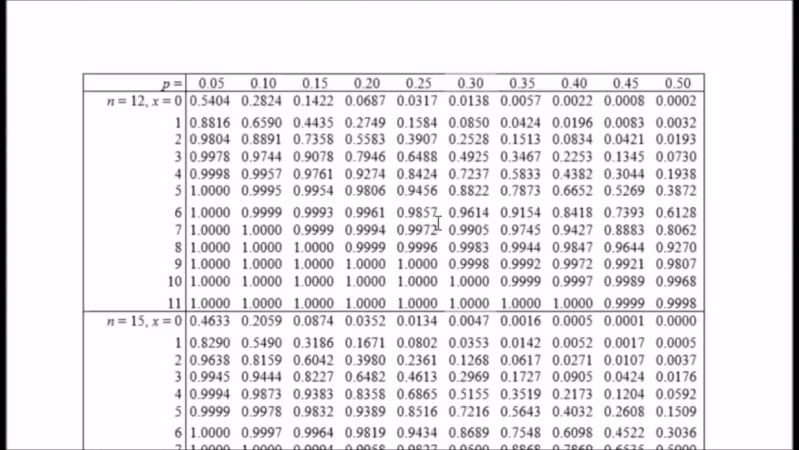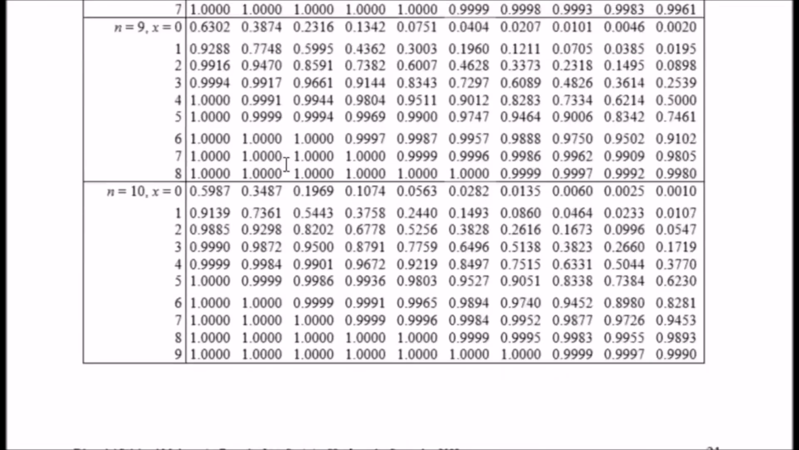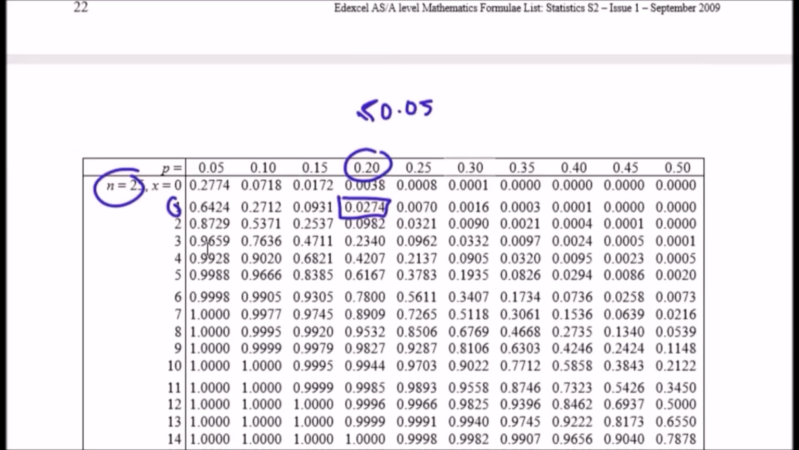Just to be clear, they also tell you more information. The tabular value is the probability that the random variable X is less than or equal to x. So here x is 1, so the probability X is less than or equal to 1 equals 0.0274. So we're going to keep this down.